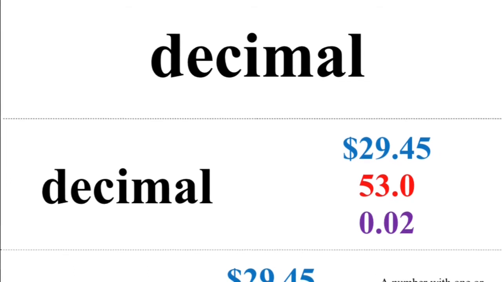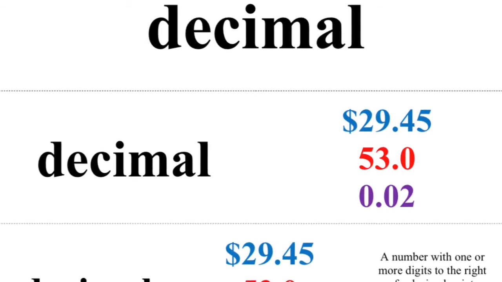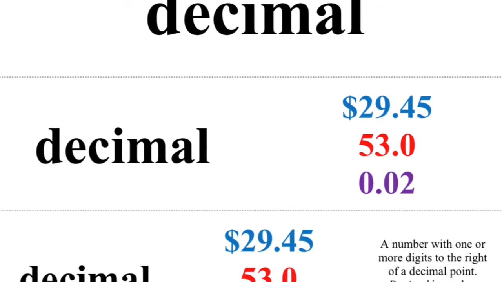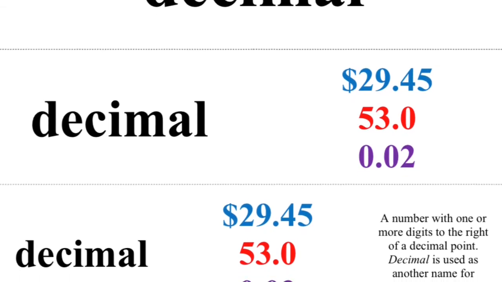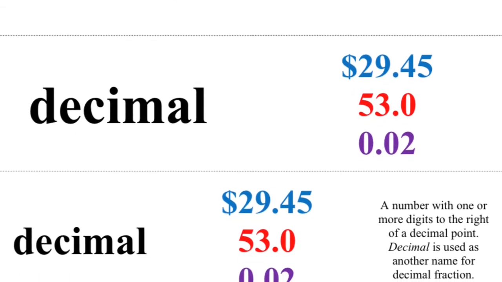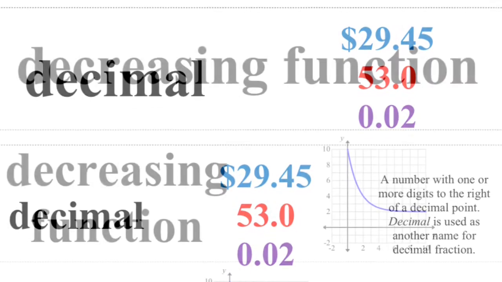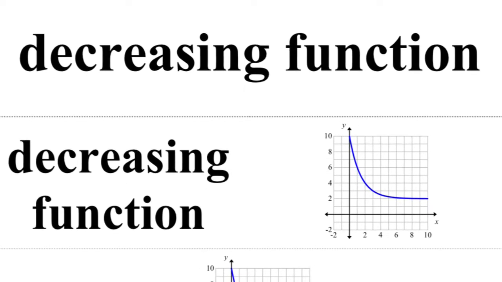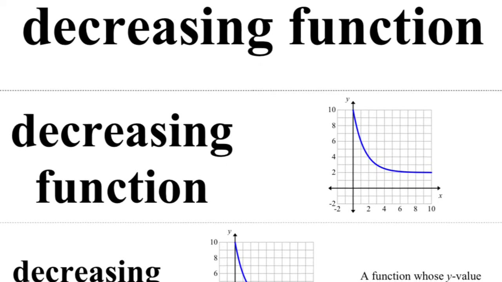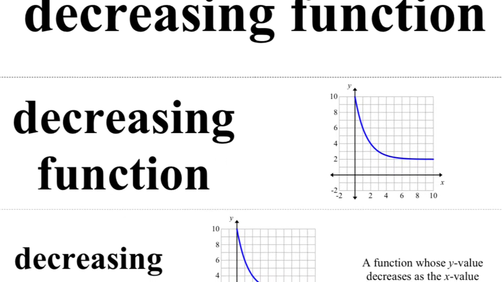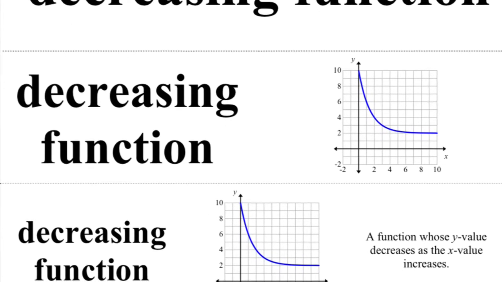A decimal is the number that appears after a period in a number. It basically acts like a fraction of the whole. A decreasing function is a function that always is losing value. So whenever you're going to the right on the x-axis, the graph is always getting lower on the y-axis.